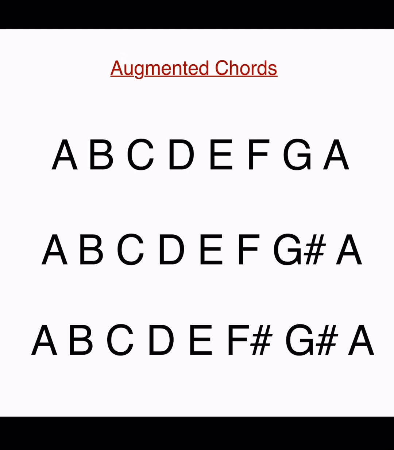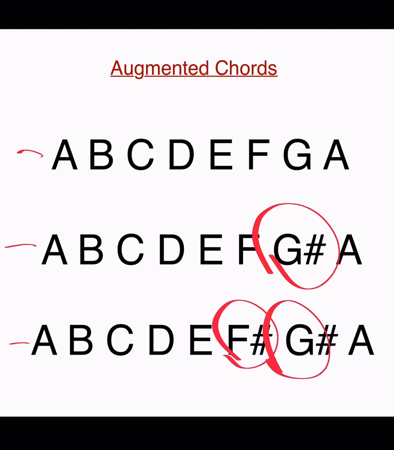What you have on your screen are three different versions of the minor scale. The top one is natural minor. The second one is harmonic minor. You'll notice that you have a G sharp there instead of G natural. And the bottom one is melodic minor, and you have an F sharp and a G sharp. So here's what happens.